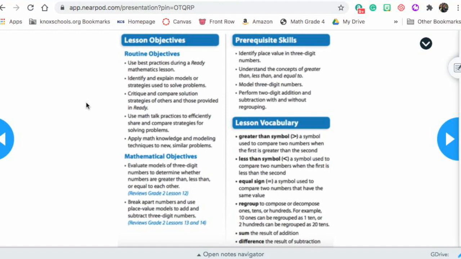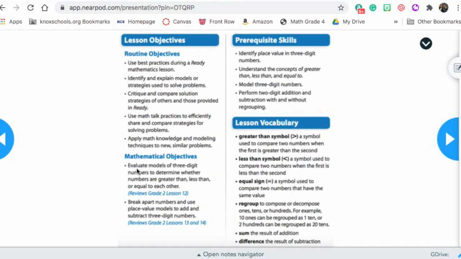What you're trying to learn in this lesson is, our objective is to use best practices during a Ready Mathematics lesson, to identify and explain models or strategies used to solve problems, to critique and compare solution strategies of others and those provided in Ready, use Math Talk practices to efficiently share and compare strategies for solving problems, and to apply math knowledge and modeling techniques to new similar problems.